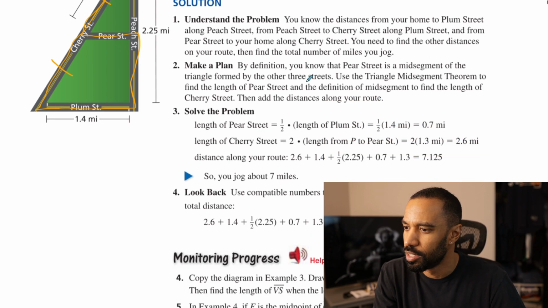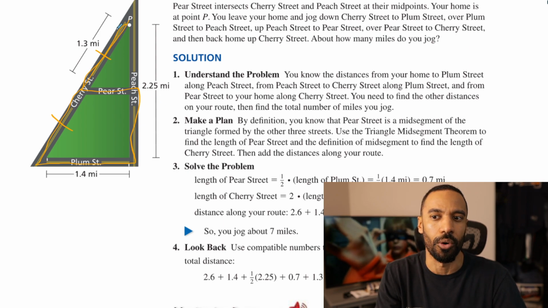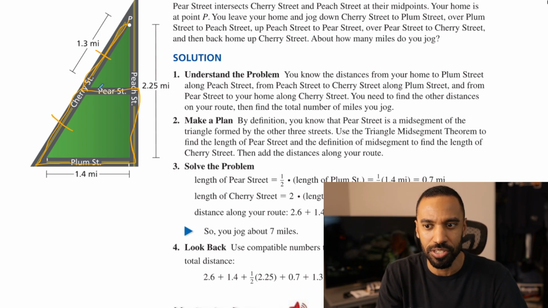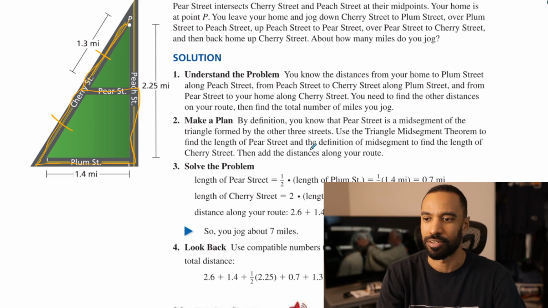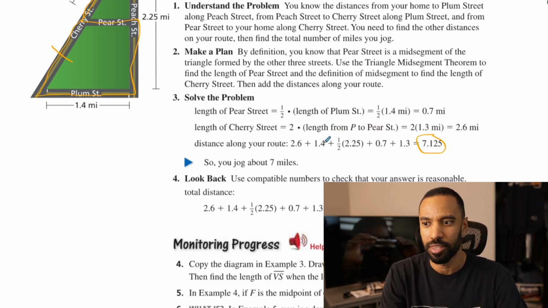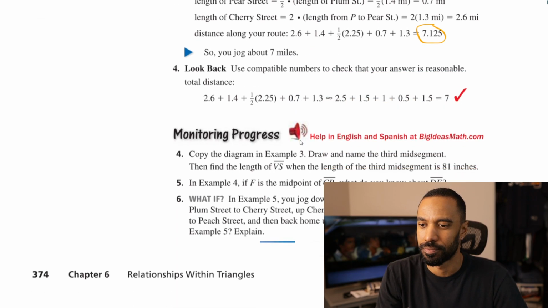Let's look at what they said. Yeah, 7.125. So it's just a matter of what's going on. 1.3 is half of this, and this is half of the 1.4, and half of this is 1.125, and you can calculate those the way that they put them right there. So about 7 miles is what they say.